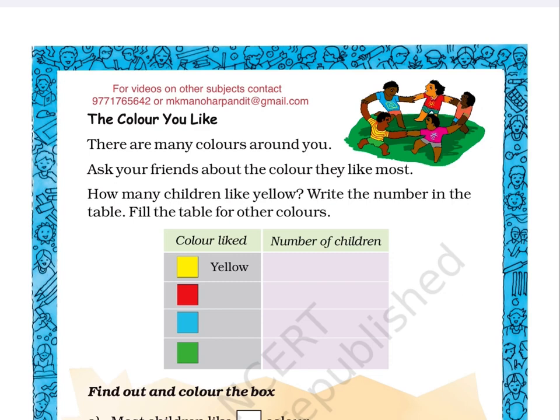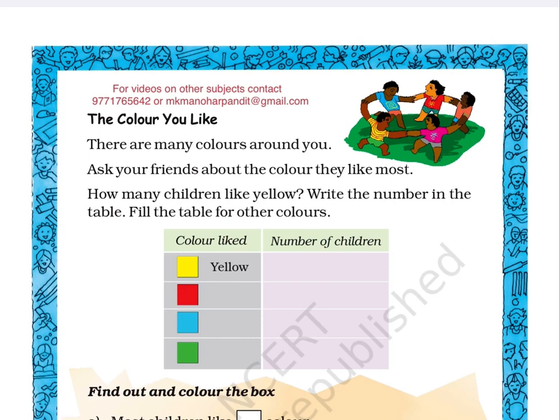Row 1, column 1 has a picture of a yellow square box, and column 2 has space for writing the number of children liking yellow color. Row 2, column 1 has a picture of a red square box and column 2 has space for writing the number of children liking red color.